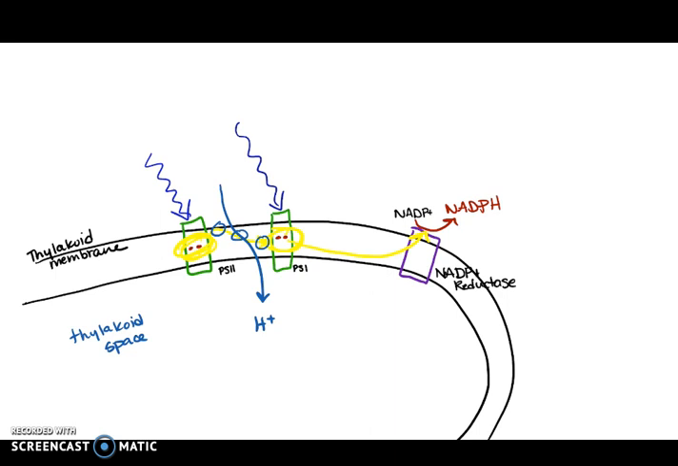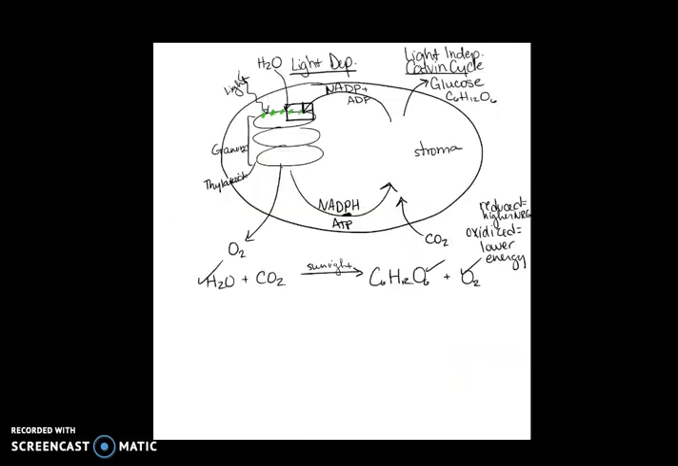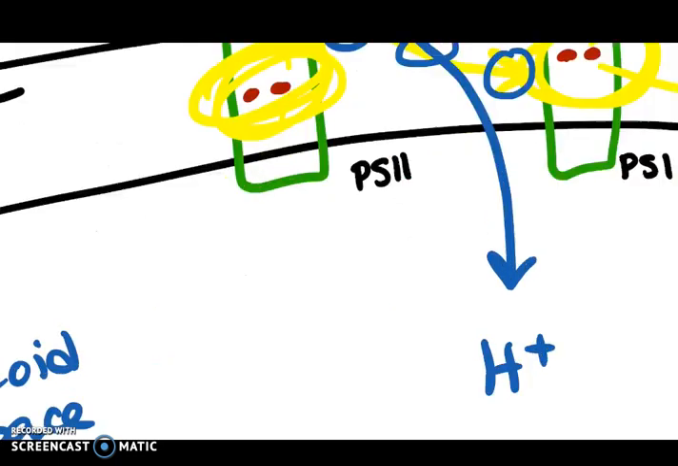So guess what? Photosystem 2 is now sad. Photosystem 1 lost its electrons to NADPH, replenished them from photosystem 2. Photosystem 2 is now sitting there with no electrons. So where is it going to get its electrons? Let's go ahead and take a look back at our picture. What is getting oxidized here? So H2O is what is going to lose its electrons.